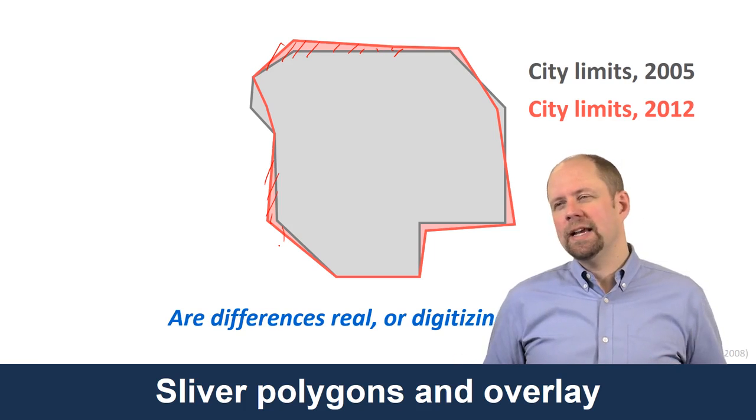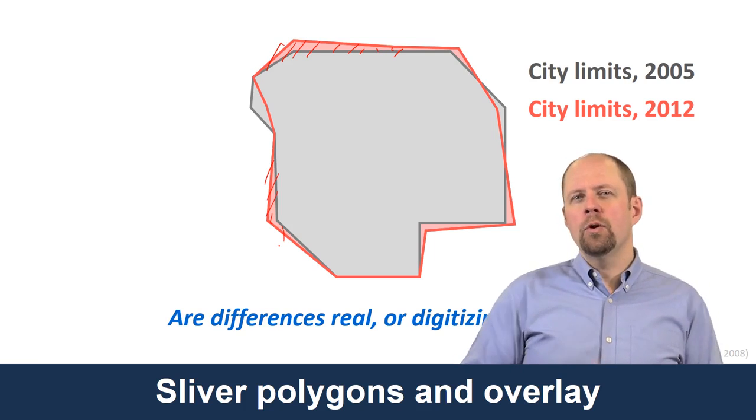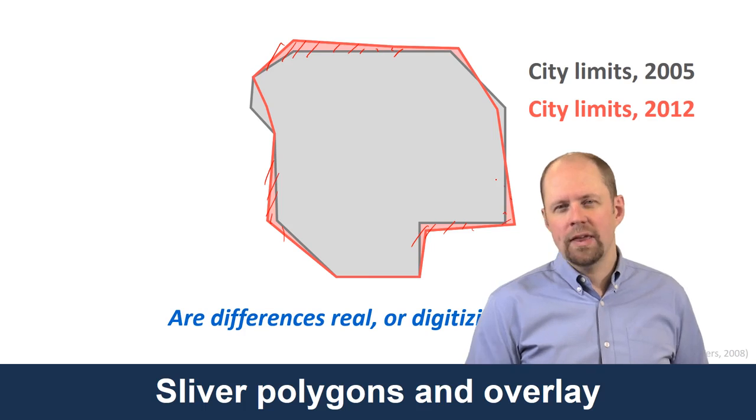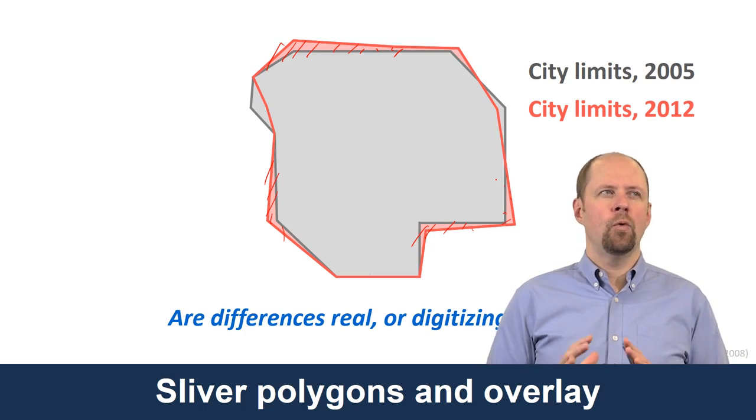So it's not, like I said, a huge point, but whenever you're doing overlays like that, if you end up with these little slivers along the sides, it's worth having a look at those to make sure that they're what you think they are.